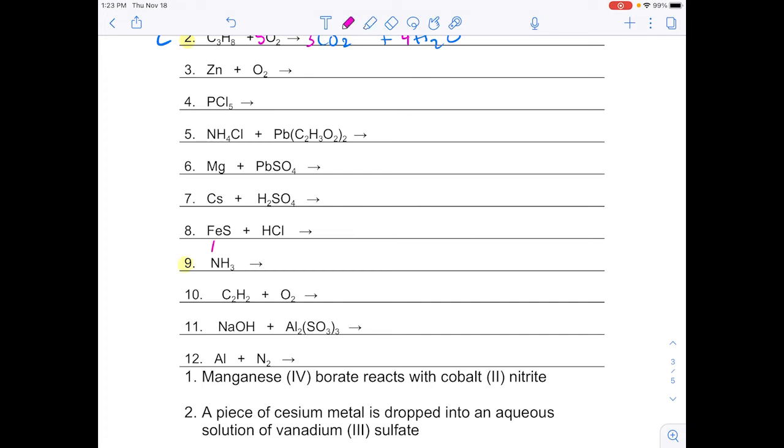Number 9, you're starting with a thing, A, B, okay? And there's nothing else. So these are easy to identify. This is a decomposition reaction. It doesn't have any pluses on the left-hand side. It's just take a thing and break it apart.